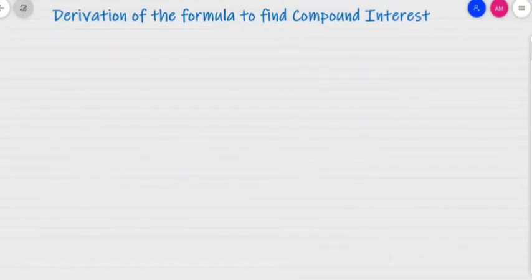Good morning, dear students. We have already completed worksheet 1 and worksheet 2 of compound interest. Now let us see how we can derive the formula to find compound interest. Because till now I have solved all the questions and explained to you in such a way that you have grabbed the actual meaning of compound interest.